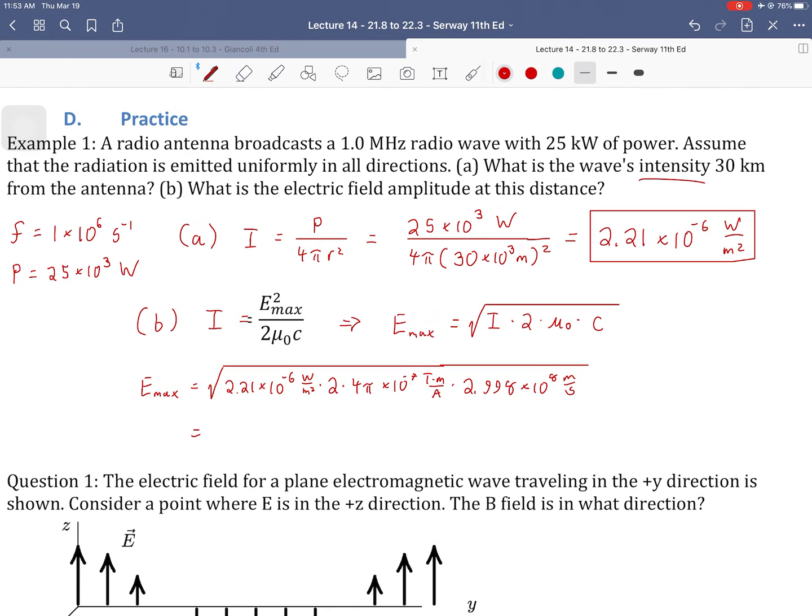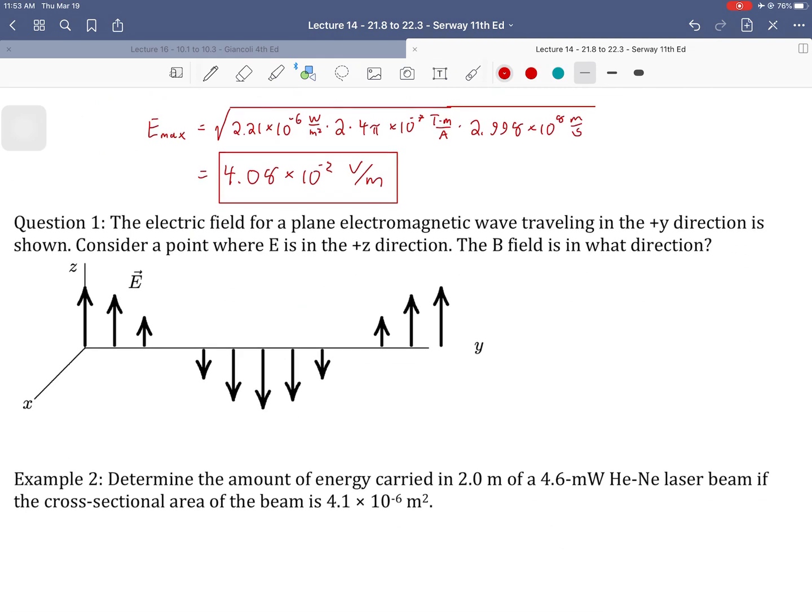Good, and the correct orders of magnitude and everything. So then we get, in scientific notation, 4.08 times 10 to the negative 2 volts per meter. All right, so there is our answer. Excellent. All right, let's move on to our conceptual question.